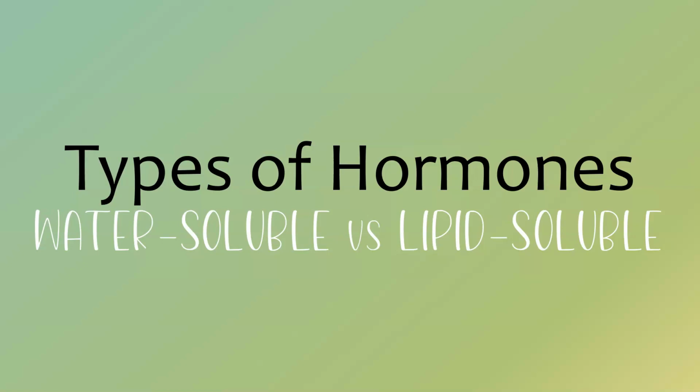Hormones can be generally classified as either water-soluble or lipid-soluble. This one distinction can tell you a lot about how that hormone will behave. Water-soluble hormones dissolve in water, while lipid-soluble hormones dissolve in lipids, or fats. Solubility, or a molecule's ability to dissolve, has a lot to do with the electrons found within that molecule.